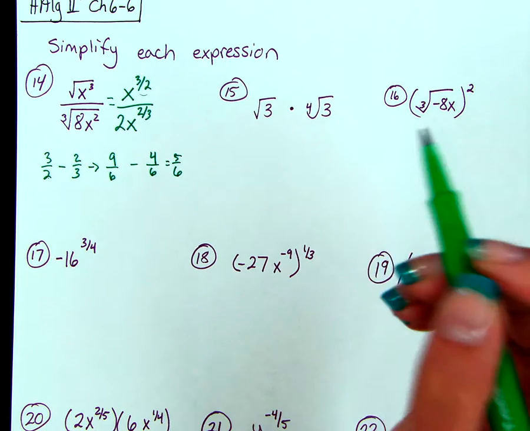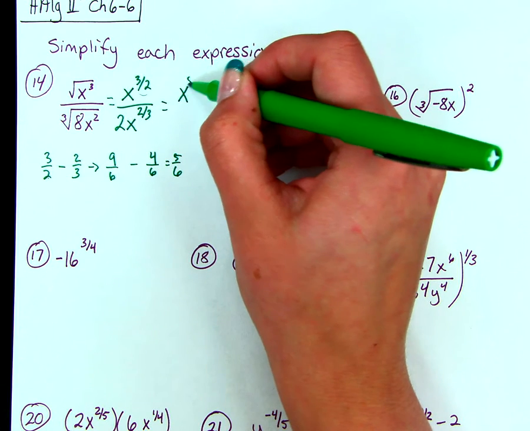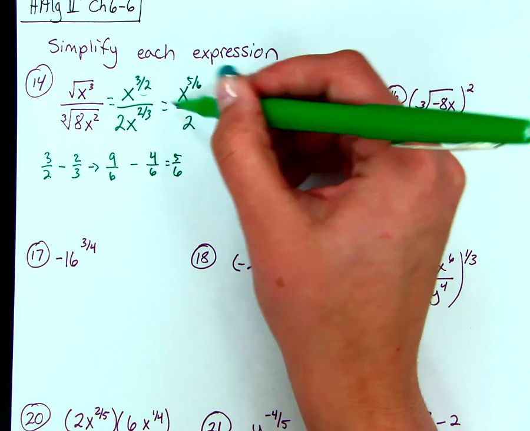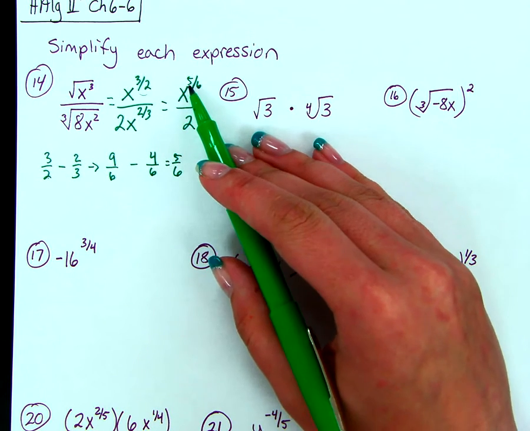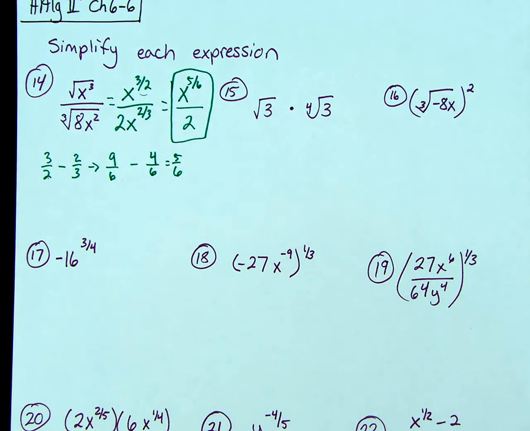So 9 minus 4 would be 5/6. And again, that represents my power. So now I'm going to have x to the 5/6 over 2. And we can't simplify, so this really means the 6th root of x to the 5th, which can't be simplified. So this is going to be the final answer for this problem. All right, looking at the next one.